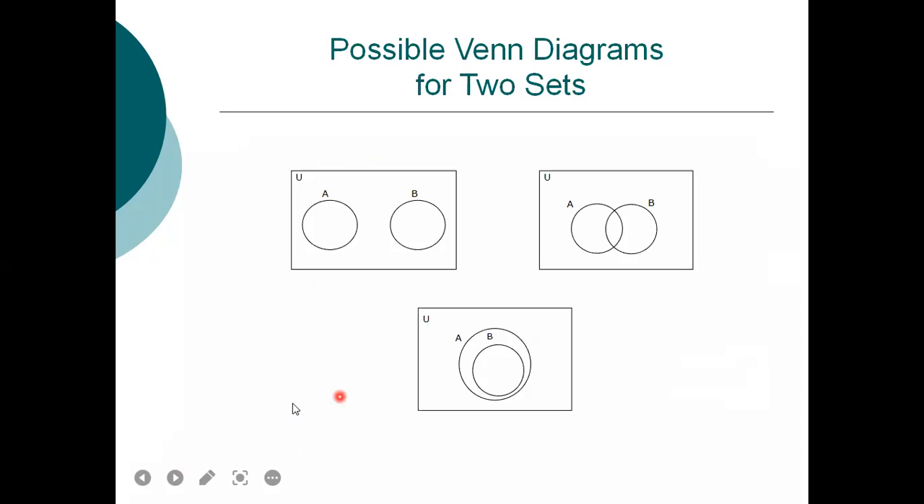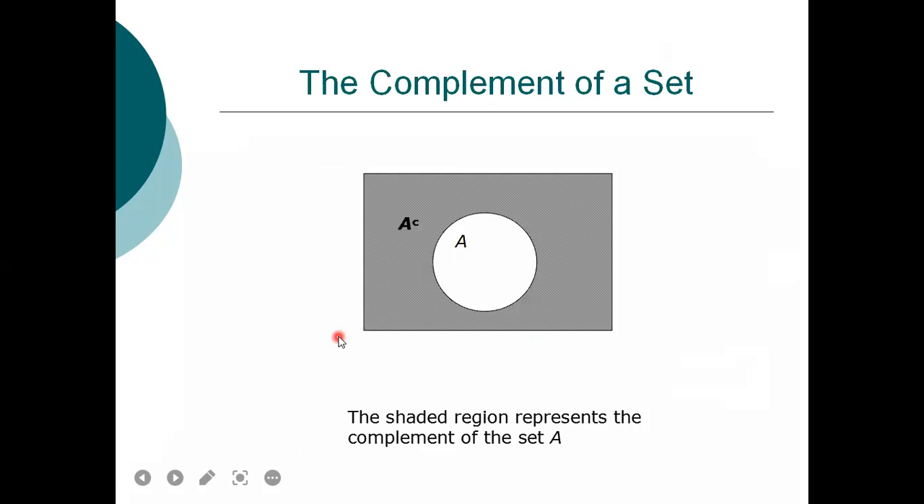So this is a possible Venn diagram for two sets. This is the universal set. And here B is a subset of A, and A is also a subset of the universal set. Now the complement of a set can be written as, that means from the universal set we are deleting the elements of A, then the shaded region will be the complement of set A.